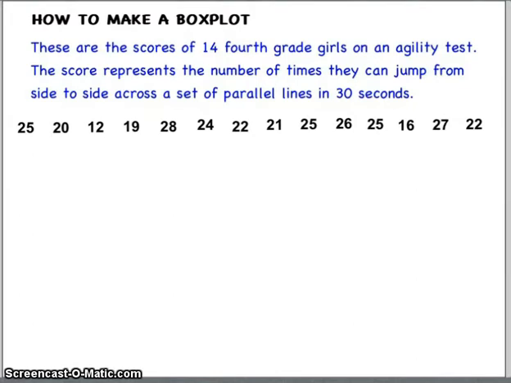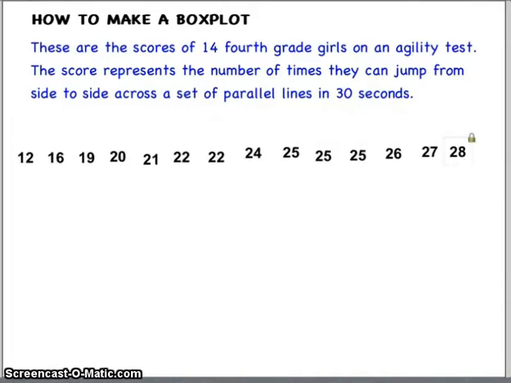The first step to making a box plot is to list the numbers in order from smallest to largest. So pause your video and write those numbers in order from smallest. The next step is to divide the data into fourths. First we'll divide it in half. Half of the data is 22 and below, and half the data is 24 and above.